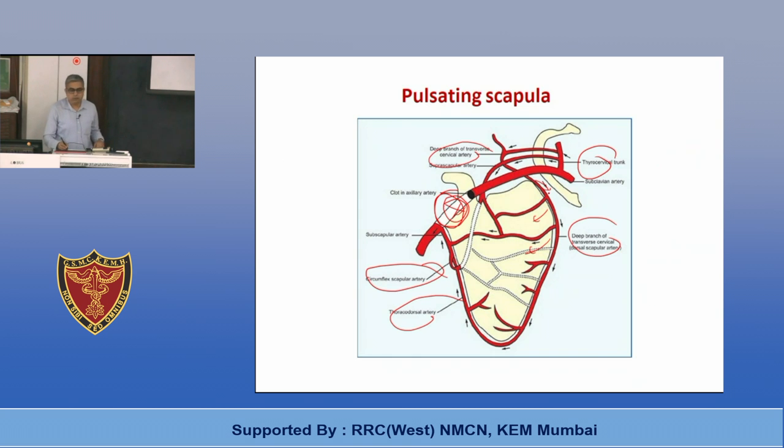If the axillary artery is blocked here, the forearm will not get blood and it may lead to gangrene. So the alternate channel is there already. Does everyone understand? I will take the viva now.